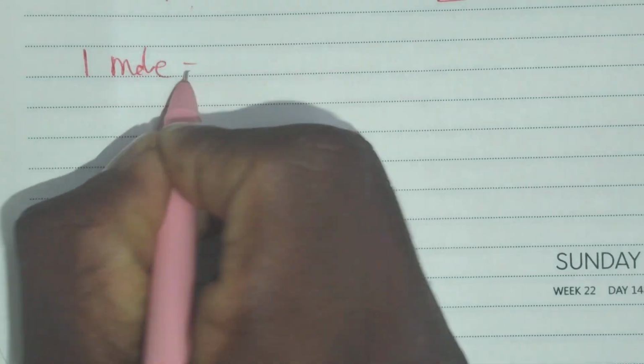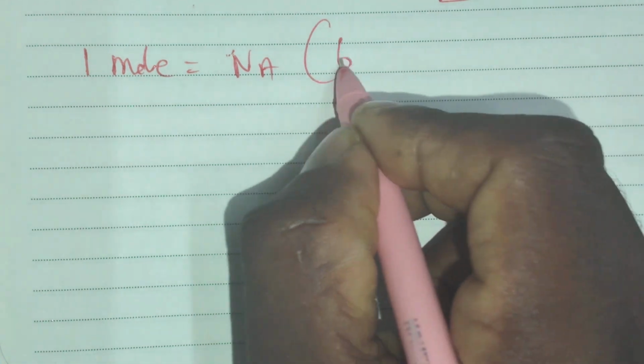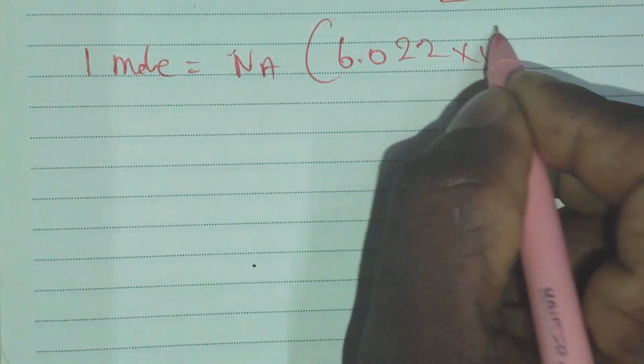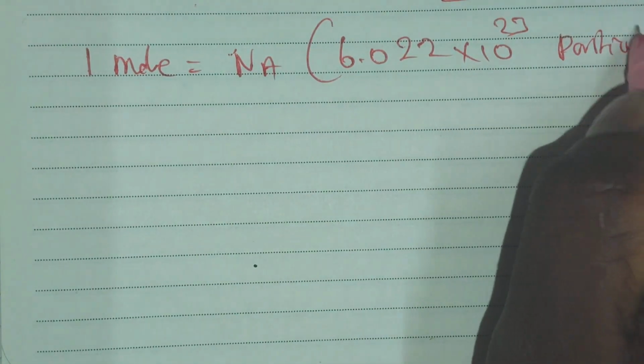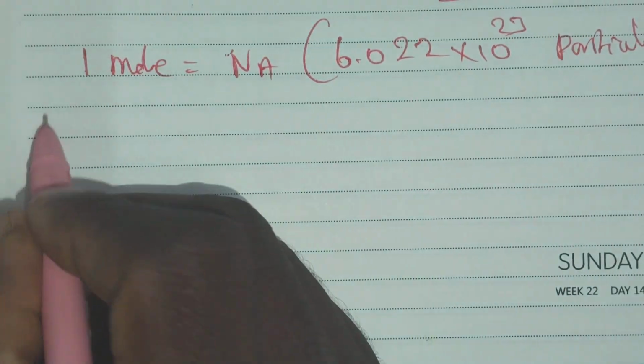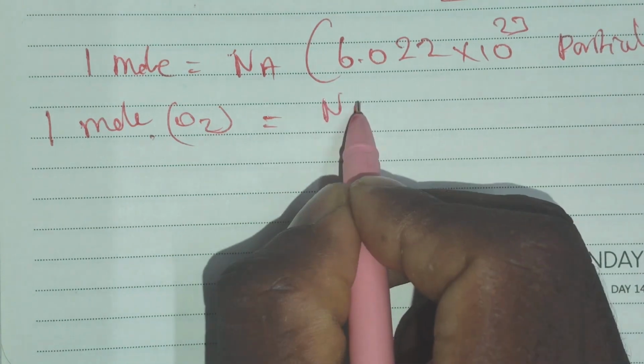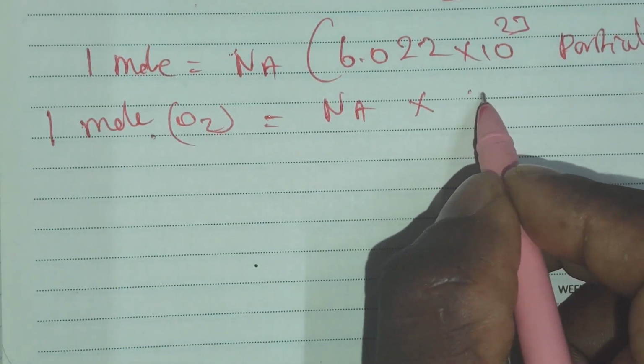Actually, 1 mole is equal to the Avogadro number, which is nothing but 6.022 into 10 to the power of 23 particles. That is for 1 mole. For example, 1 mole of oxygen atoms is equal to the Avogadro number of oxygen atoms.